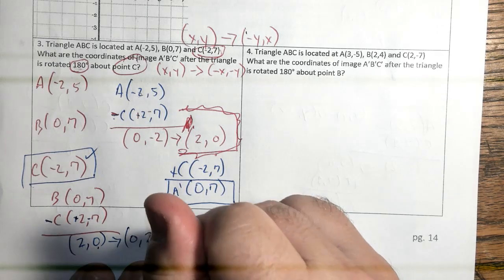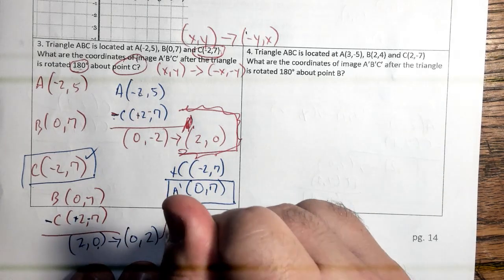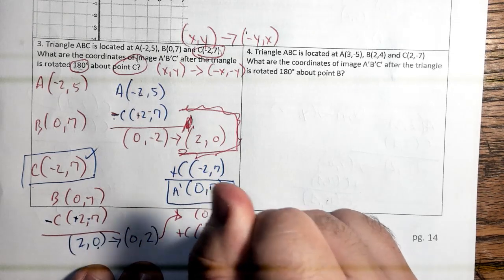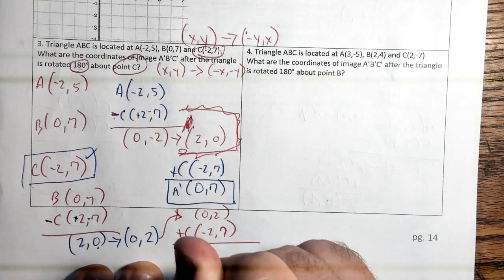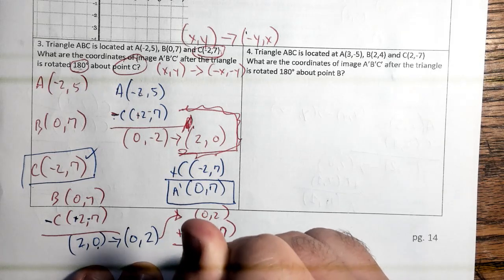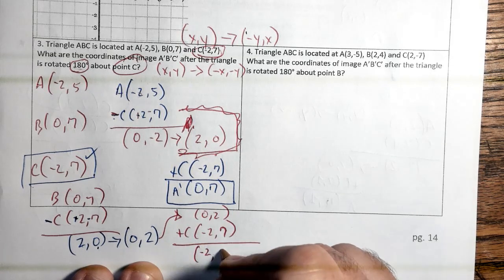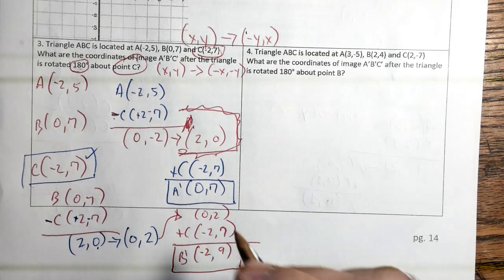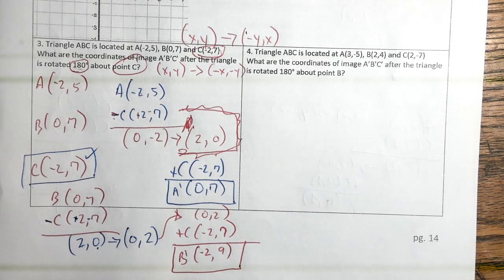So just take it up here. So 0, 2 plus C, which is -2, 7. 0 minus 2 is -2, and then 2 plus 7 is 9. So your B prime is right here. Okay? So A prime, B prime, C prime.